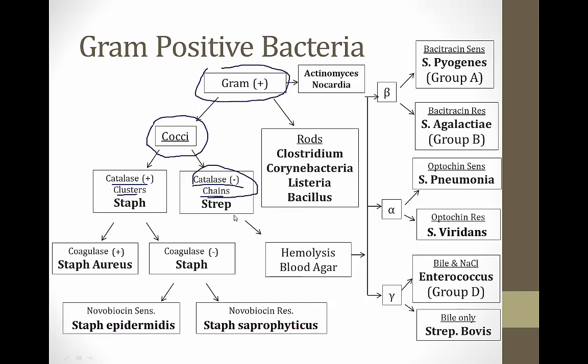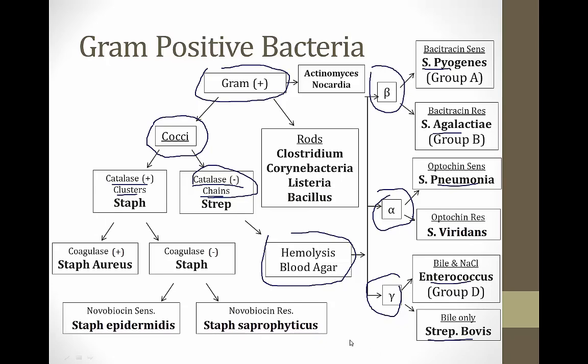And the way we differentiate different types of strep bacteria is to grow them on blood agar. If they display a beta hemolytic pattern, it's either strep pyogenes or strep agalactiae. If they have an alpha pattern, it's strep pneumoniae or strep viridans. And if they have a gamma pattern, it's one of these down at the bottom. Usually it's enterococcus, but rarely it's a bacteria called strep bovis.